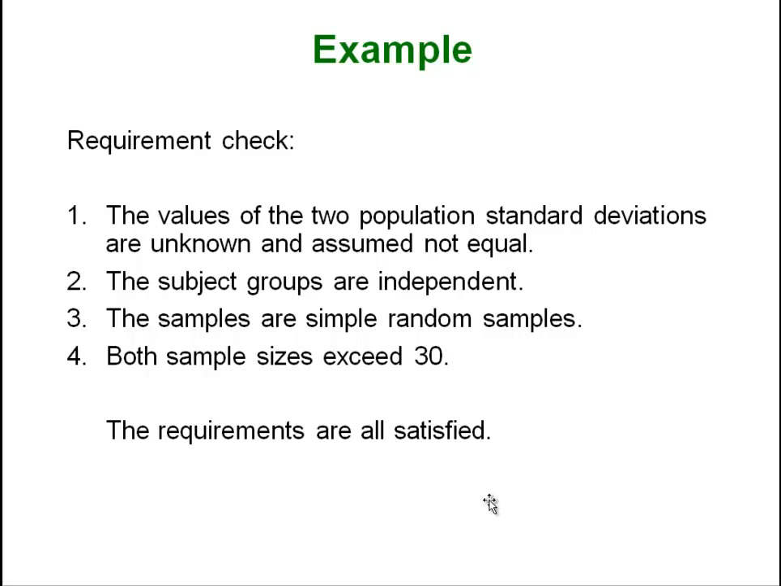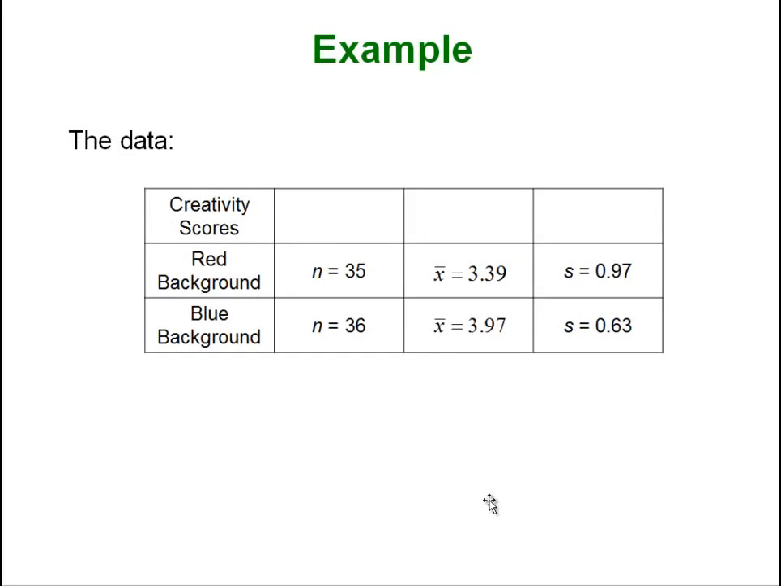And then both sample sizes are over 30, so we don't have to worry about whether or not they come from a normally distributed population. So we're good to go. All requirements are satisfied. Here is the data collected from the two groups, 35 in one group, 36 in the other. The one group had an average of 3.39 creative uses for their brick, and the other one had 3.97, and then the corresponding standard deviations for those two groups.